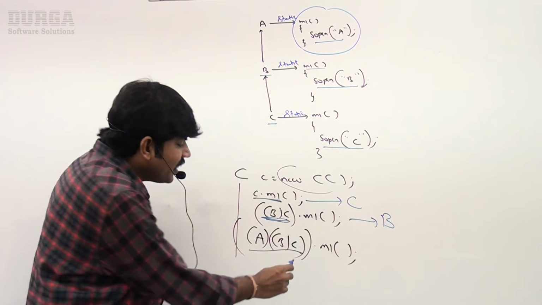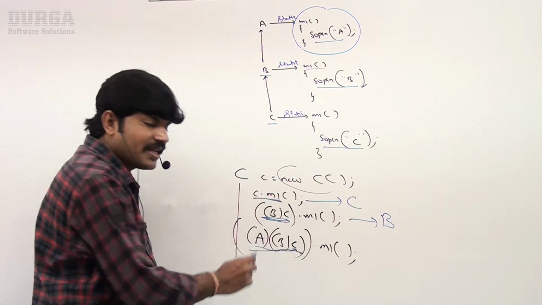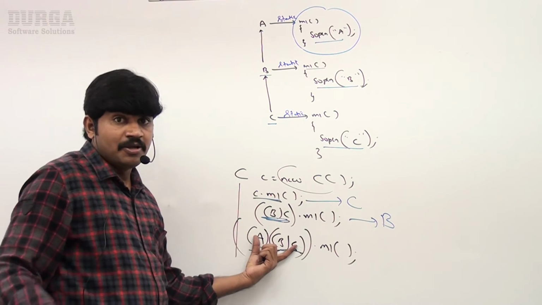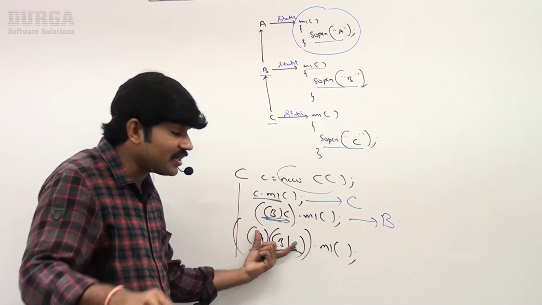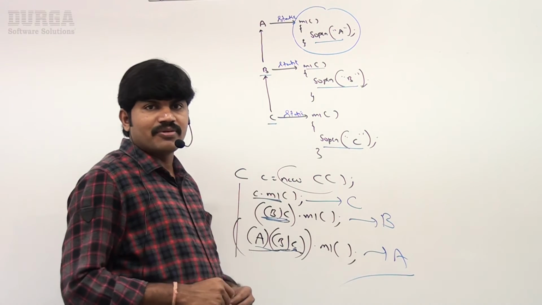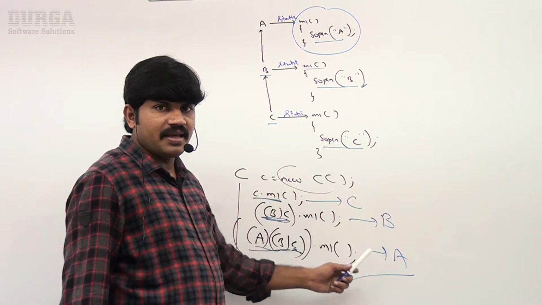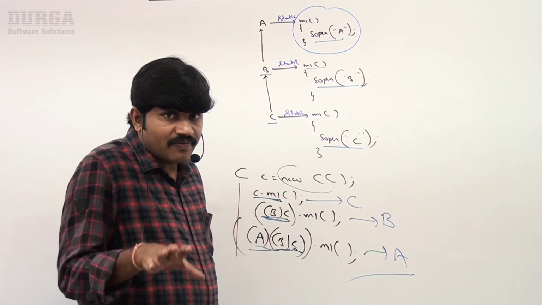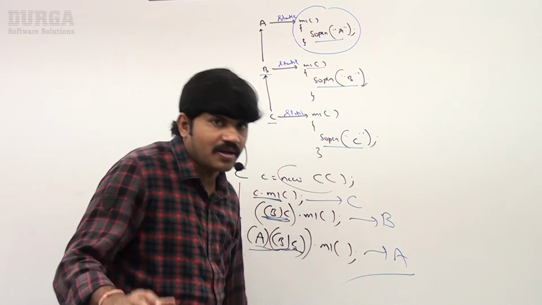Next, we typecast C to B, and B to A. The final type is A. The internal object is C, but the reference type is A. That's why A is the answer. So what output are we going to get? C, B, A is the answer. Clear for you people, right? Just let me cross check.